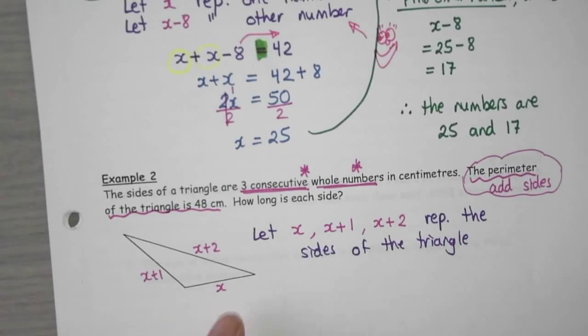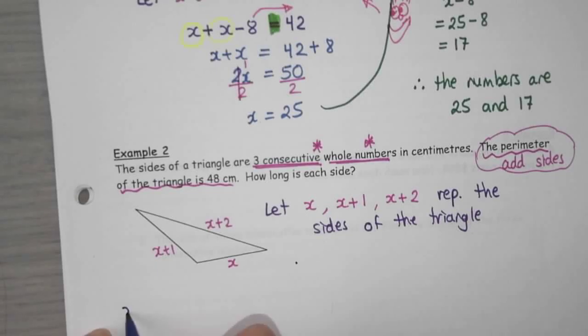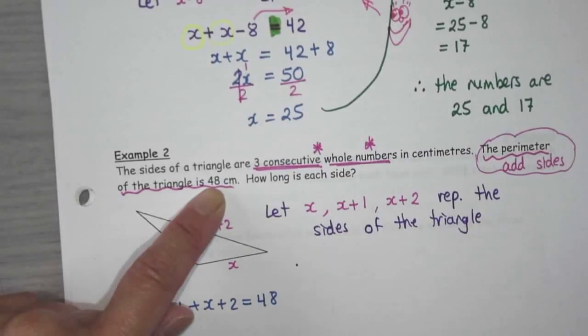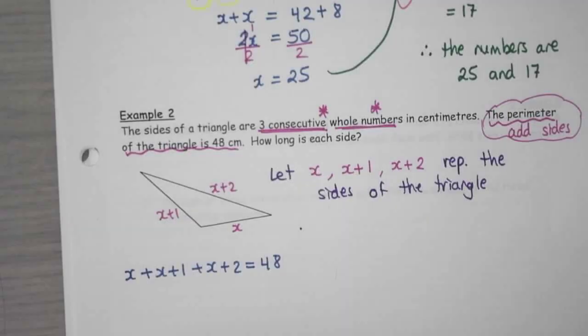Okay, and then what you're going to do is, again, I can start on the left side, so I'll go x plus 1 plus x plus 2 equals, and the perimeter is 48. So that's where we use the 48. And then now we're going to solve.